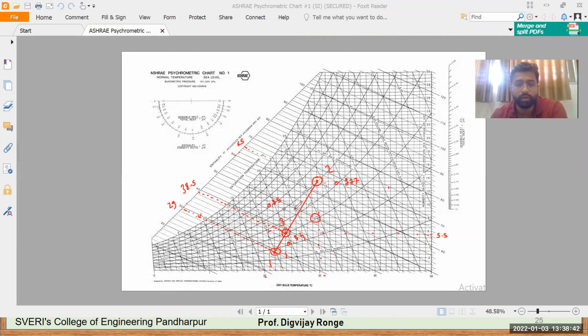Next, I have to calculate dew point temperature. So for that, I have to go to the saturation line, wherever this constant enthalpy line intersects the saturation curve. So okay, so this is one. Here it is 15, this is a 14. So somewhat nearer to 14 degrees Celsius comes out to be my dew point temperature of stream number 3. Right. So this way you can calculate.